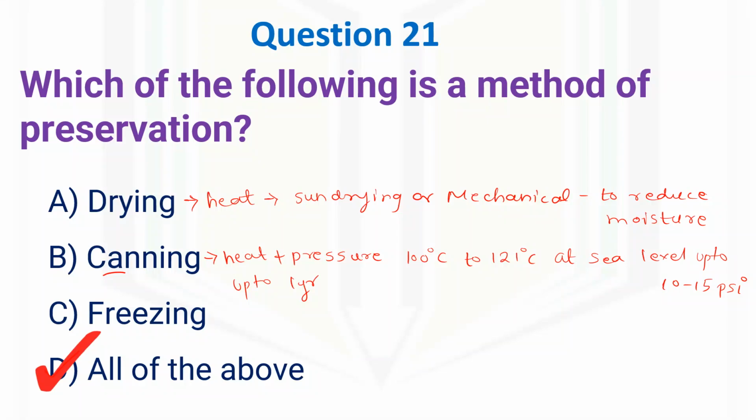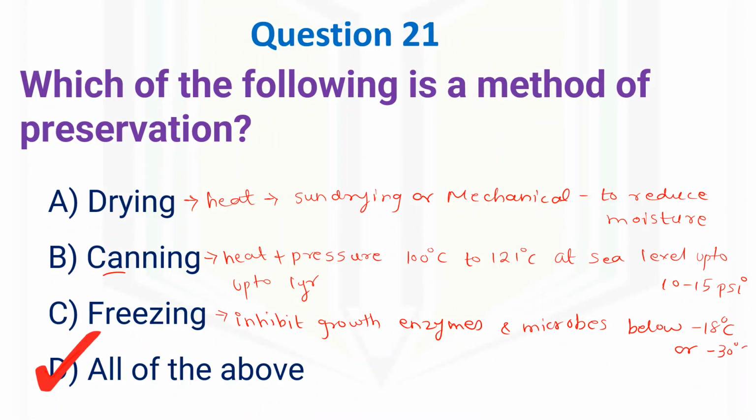Third is the freezing technique. This won't kill the microorganisms, but it will inhibit the growth of enzymes and microorganisms that can spoil the food. So it will only inhibit or arrest the growth of enzymes and microorganisms, but still it is one of the preservation techniques, because if we maintain the freezing conditions, that is below minus 18 degrees Celsius or still below it, that is up to minus 30 degrees Celsius, the food will be preserved for a longer period of time. So here our correct option is all of the above.